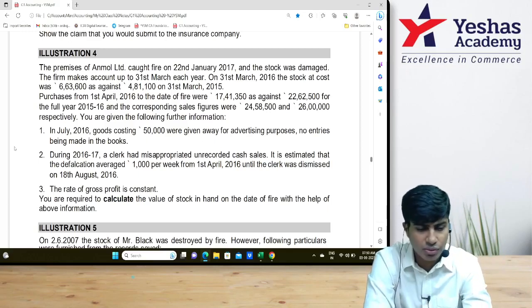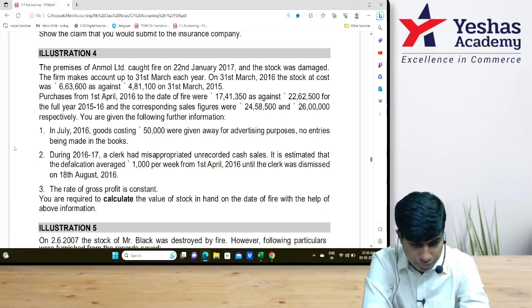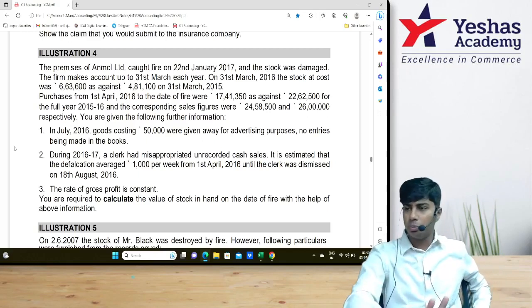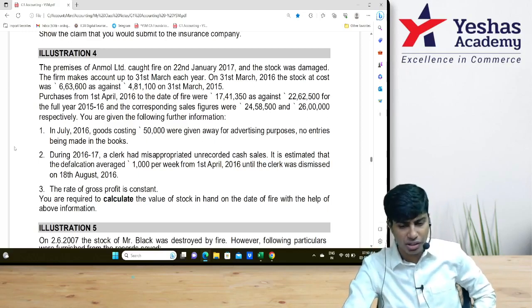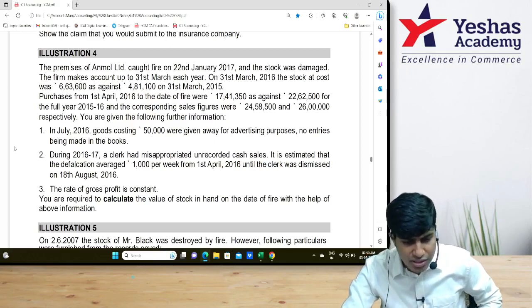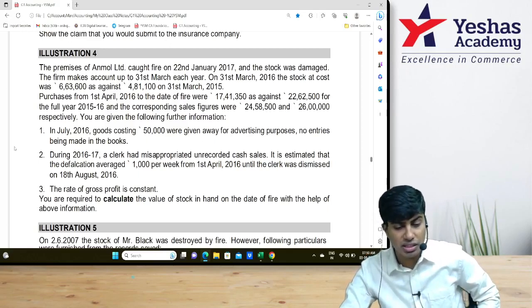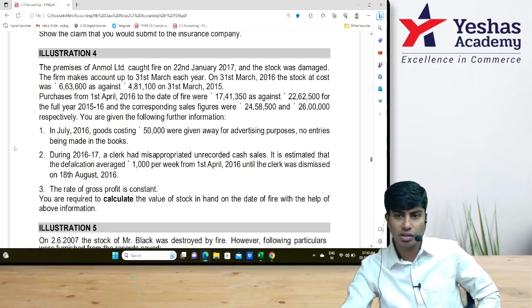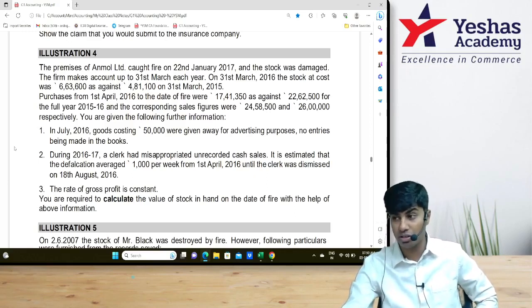Chalo, start reading next. What's after that, Zaiban? Purchases from 1st April 2016 to the date of fire were 17 lakh 41,350. So this is for the memorandum trading account period. As against 22 lakh 6,500 for the full year 2015-16. So the previous year's purchases are 22 lakh 6,500. The memorandum trading account period's purchases are 17 lakh 41,350. So they're giving the purchases of the previous year again.